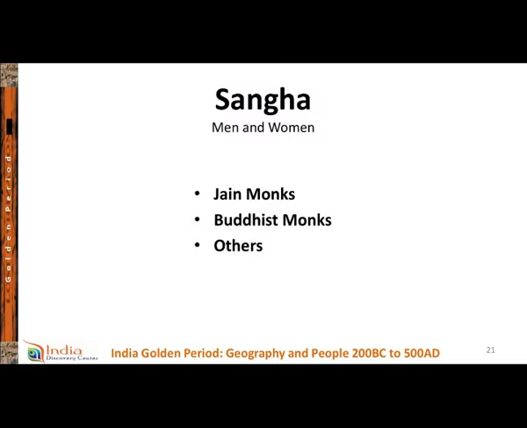Sanghas: men and women joined the sanghas. So Jain monks, Buddhist monks, and others lived not in the villages, not in the cities, but in the remote areas, but they lived together.